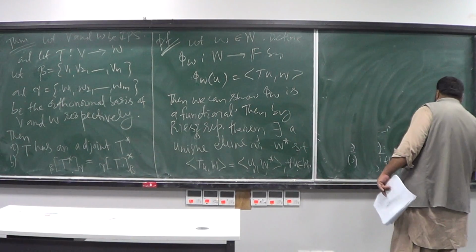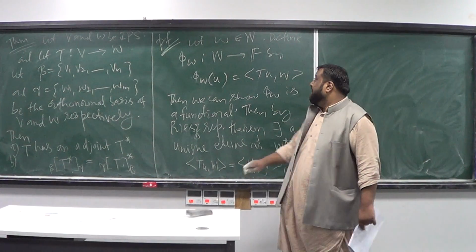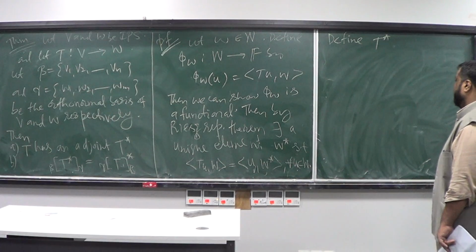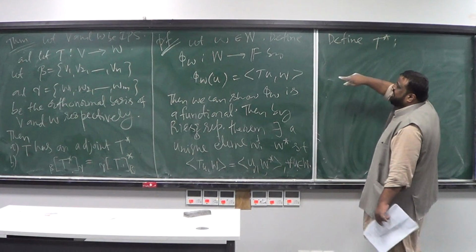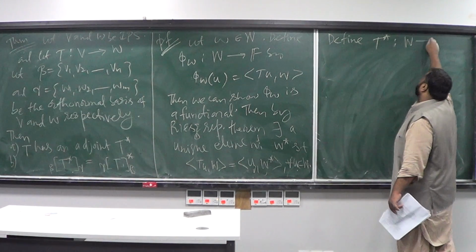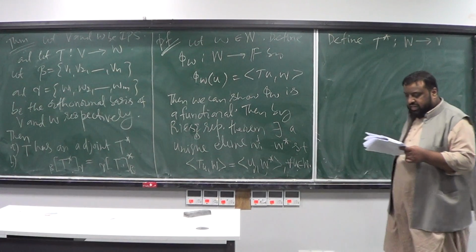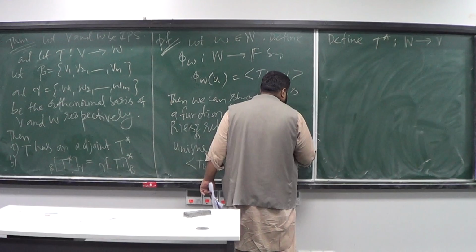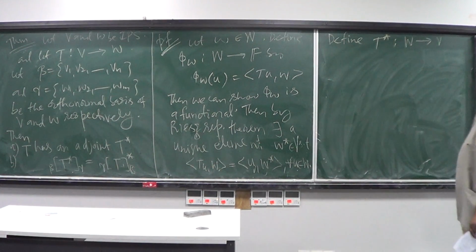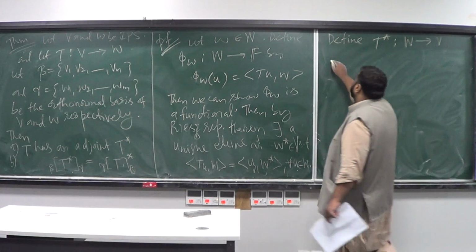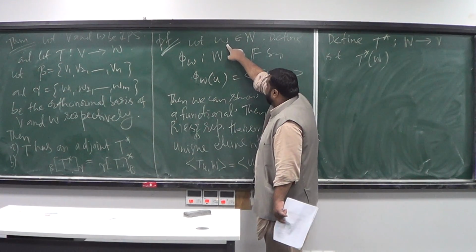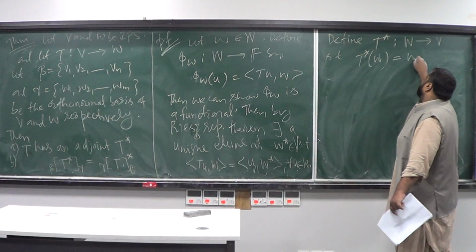So now let us define a map T star. That is a map from W to V, since T is from V to W. By the way, w star will exist in V. So let us define T star as a map from W to V such that it swallows a vector w, and since for every corresponding w we can find a w star, it spits out w star.